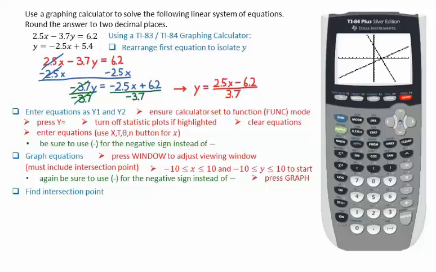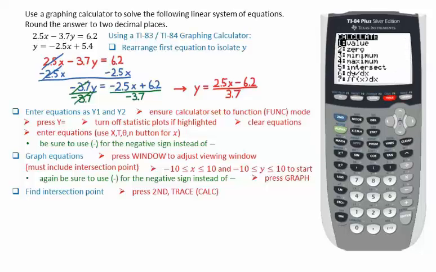We now want to find the intersection point of these lines. Here we press the second function and then trace. This calls up the calculate menu. Second function, trace. Here we want to select option 5 for intersect.